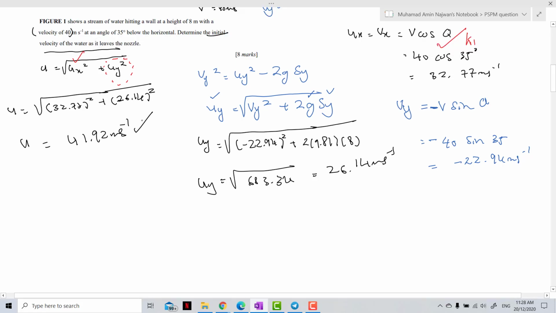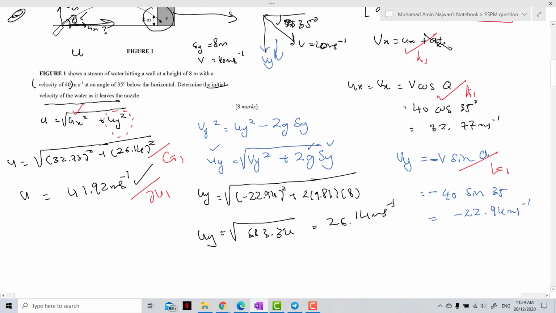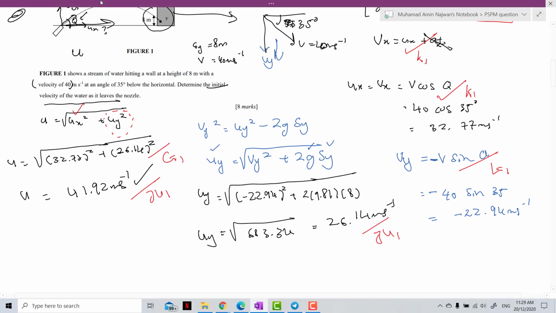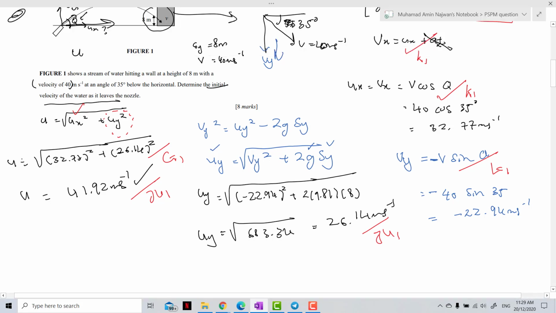Again, the marks: answer with unit 1, substitution 1. Again, this is concept 1. So 1, 2, 3 concepts, 5. Here is answer with unit 1. So you only get 6 marks here. But you can see our total is 8 marks. So you have to write to find the angle.